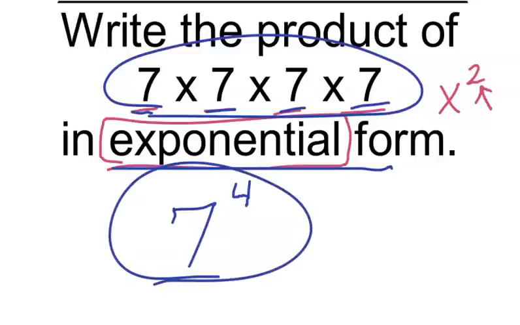Okay, a lot of times when people see that, 7 to the 4th power, they will do 7 times 4. That is not what you're doing. If it is 7 to the 4th power, it is 7 times 7 times 7 times 7. And that would be your answer.